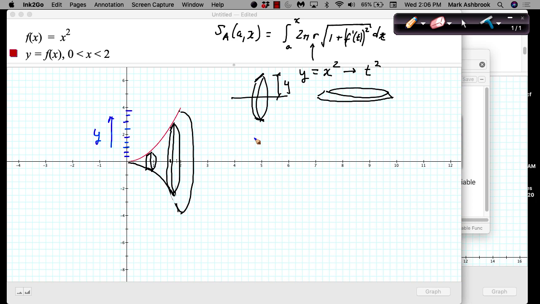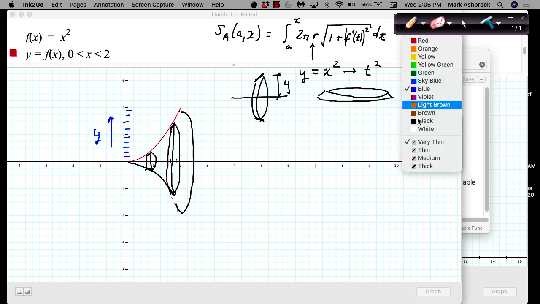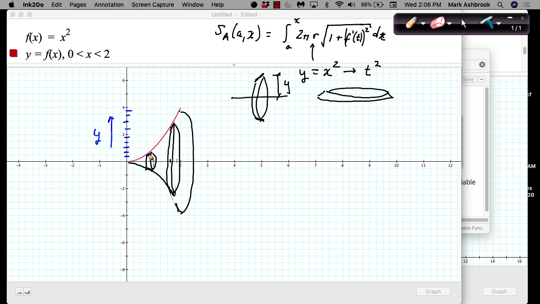Even though y is varying through y intervals now, my ds's are still the same. They're these little tangent segments to the arc, and I'm still rotating this thing about the x-axis. So my ribbons are still these.